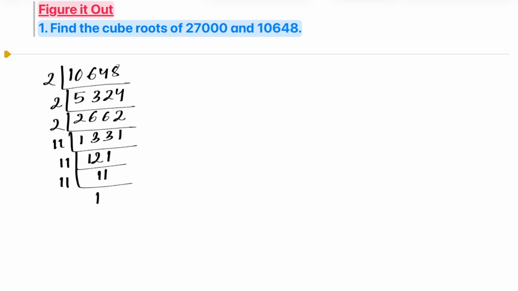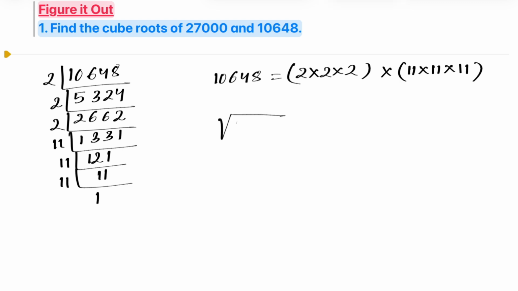Next we will find cube root of 10,648. Prime factorization of 10,648 is 2 into 2 into 2 into 11 into 11 into 11. So its cube root is 2 into 11, that is equals to 22.